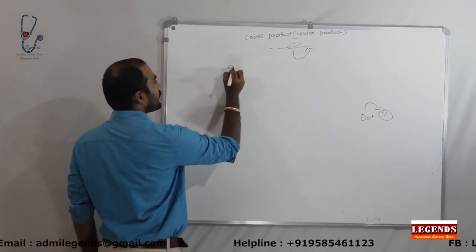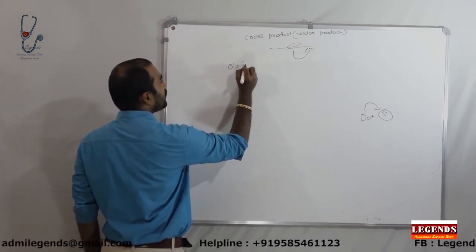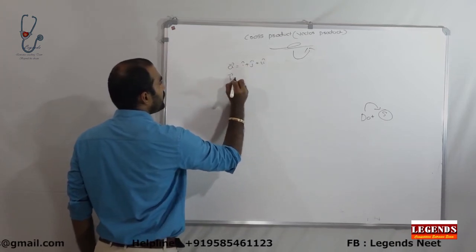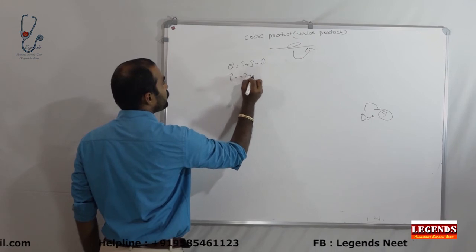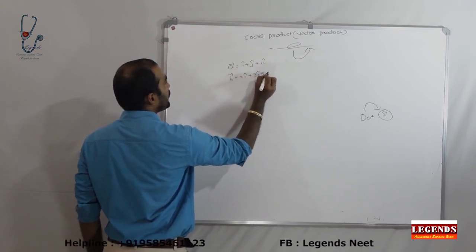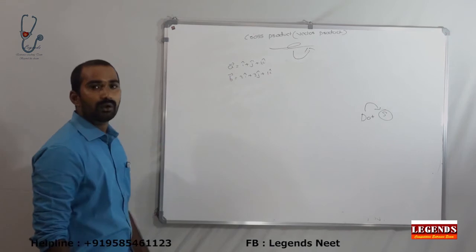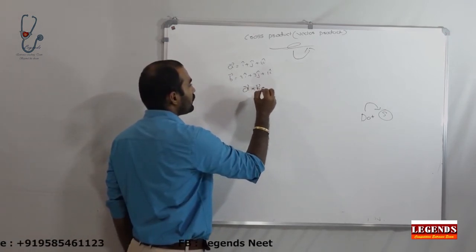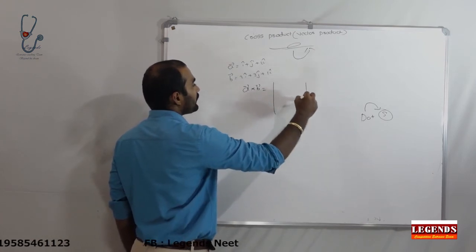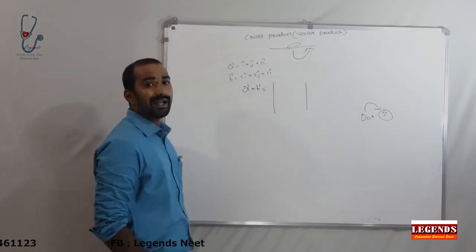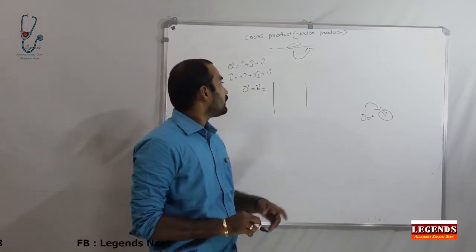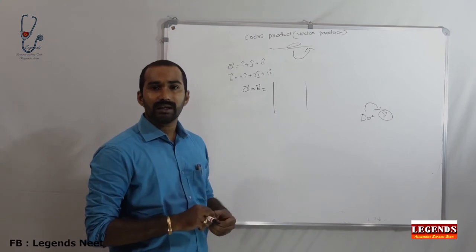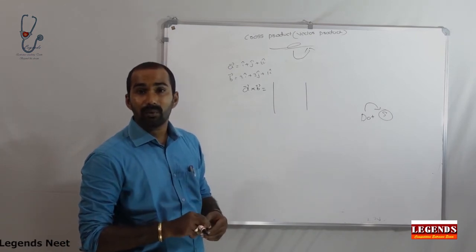Okay, I take the example: A vector is equal to i plus j plus k and B vector is equal to 2i plus 3j plus k. I am going to find the cross product of the given two vectors, A vector cross B vector. The cross product of any two vectors can be found only with the help of a determinant.